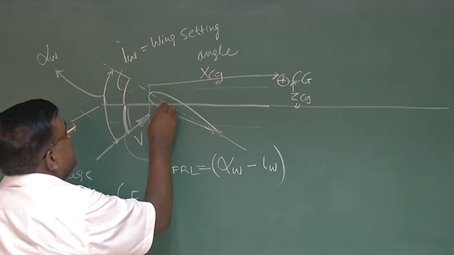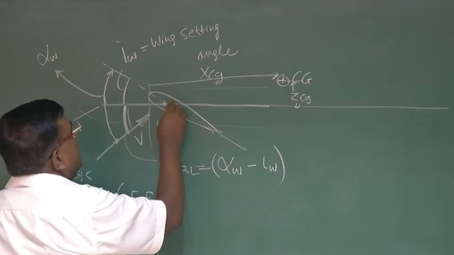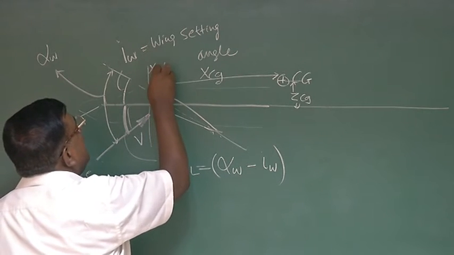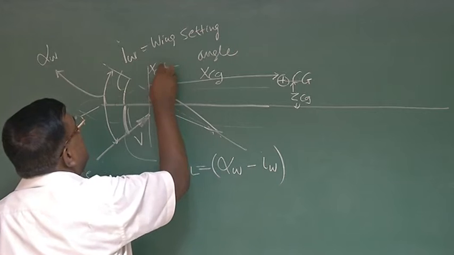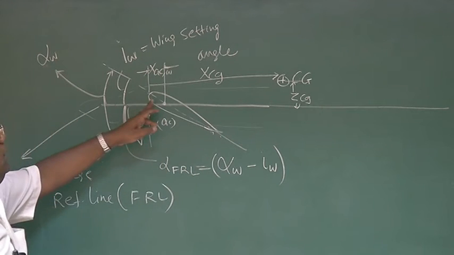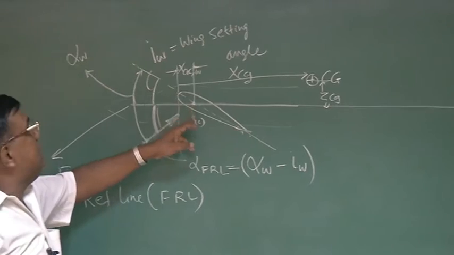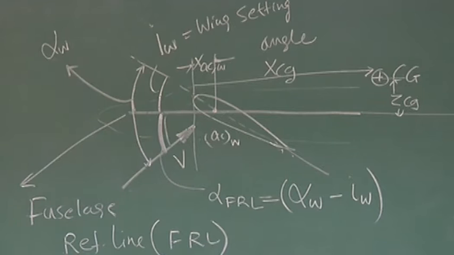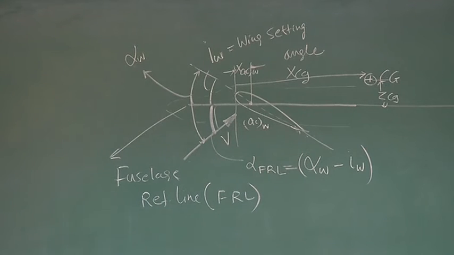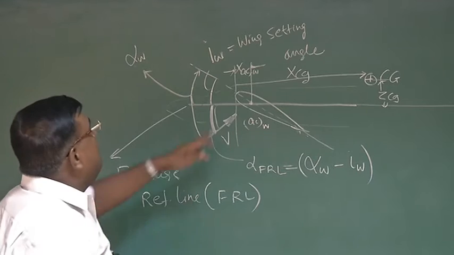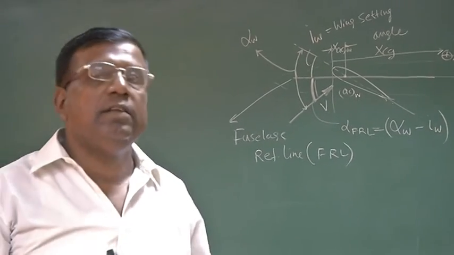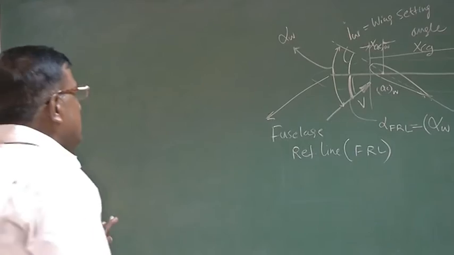Similarly, from the leading edge, when I am locating the aerodynamic center of the wing, I am naming it as XAC wing. Is it clear? What is XAC wing? From the reference leading edge, what is the x distance of the aerodynamic center of the wing? What is XCG? It is the location of the center of gravity of the whole airplane. From which reference? From the leading edge of the wing. What is jet CG? Jet CG is the vertical height of the CG. From which reference? From the fuselage reference line. This thing should be clear.